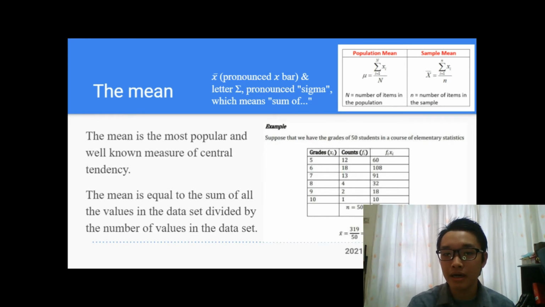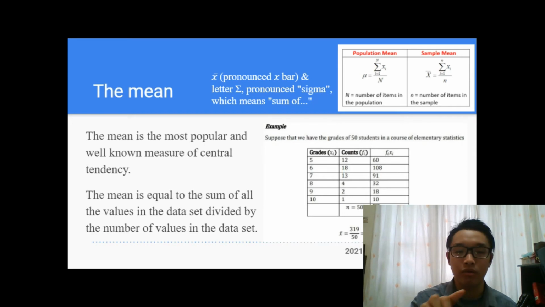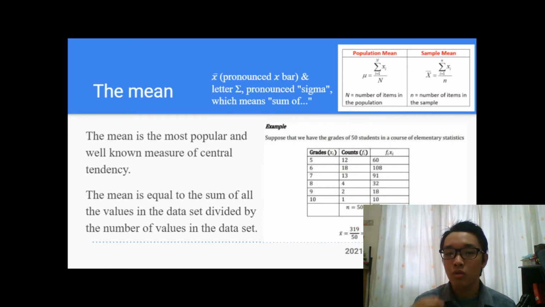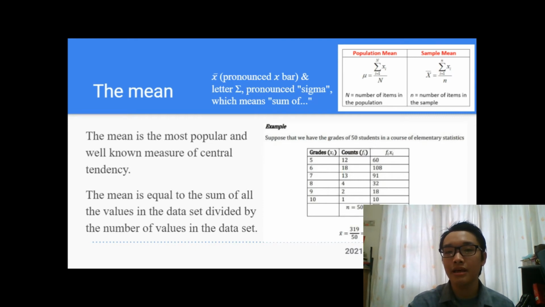You can see the x bar here. The x with a line on top of it, we pronounce it as x bar, and the capital letter sigma, we pronounce it as sigma, which means sum of. You can see at the top right there are the population mean and sample mean, and these are the formulas for them.